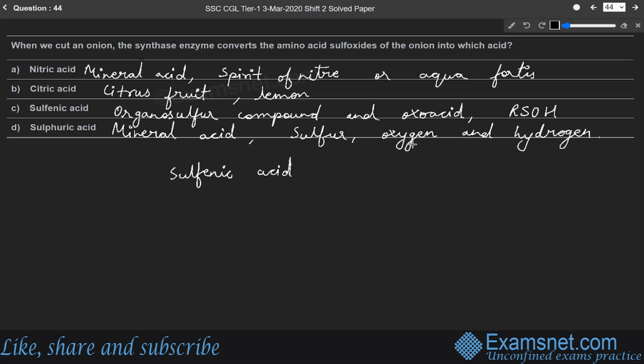Sulfenic acids are unstable and they decompose into a gas. The gas then passes through the air and eventually reaches our eye, so it makes our eye tear. That is why when we cut an onion, the eyes suffer and the onion makes eyes tear. So the correct option for this question is sulfenic acid, which is present in onions. So the correct option is option C. I hope you are clear with this question.